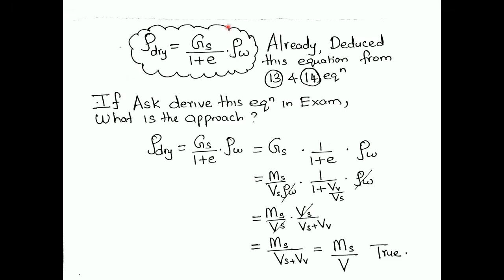Sometimes in examinations, they ask you to derive this equation from first principles. What is the approach? Dry density is equal to GS over 1 plus E into rho W. This is for derivation from first principles; otherwise it is already deduced from equations number 13 and 14. Dry density is equal to GS over 1 plus E into rho W. This is GS, this is 1 over 1 plus E, this is rho W. GS is equal to MS over VS into rho W. Check the definition of GS, into 1 over 1 plus E, where E is volume of voids over volume of solid, into rho W. Rho W cancels out.